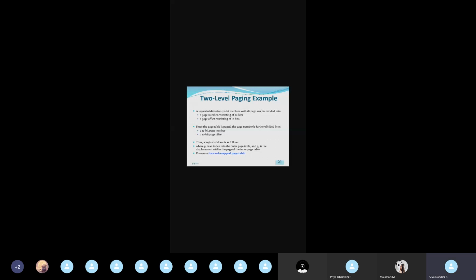So this 22 bits is too large. The page size will be determined as 2 power n, that is 2 power 10. If you calculate this case, with 22 bits for page number and 10 bits for offset, the size of the page table will be very large. So what we do is divide this 22-bit page number into two, so that the first part represents the 12-bit page number and then the 10-bit page number, and the 10-bit page offset.